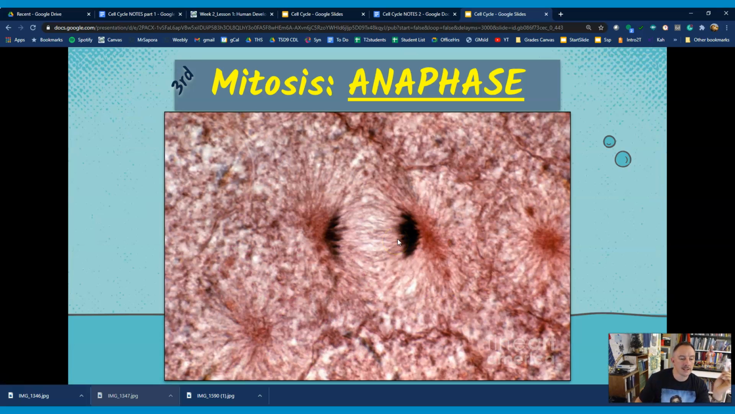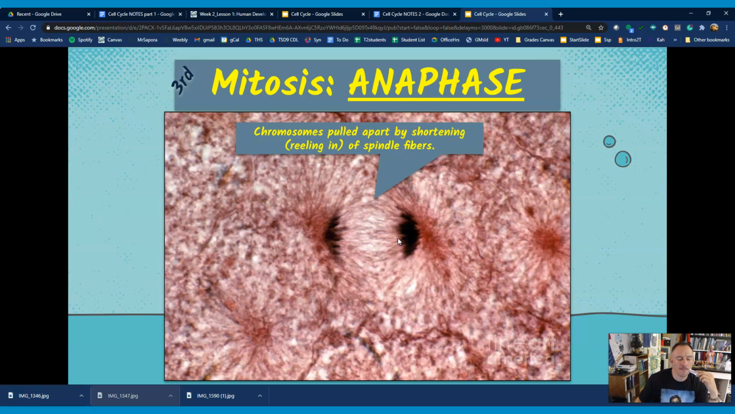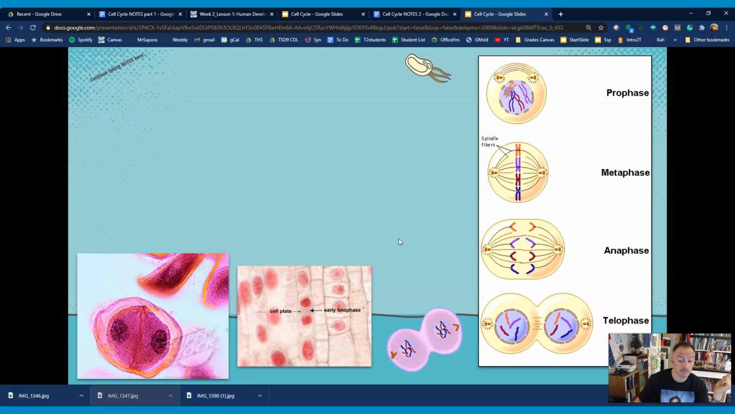So here is a pretty great, awesome, amazing picture of anaphase. Chromosomes are pulled apart by the shortening of the spindle fibers. Separate and begin to move to opposite ends of the poles. Move them apart. Oh, how about that?